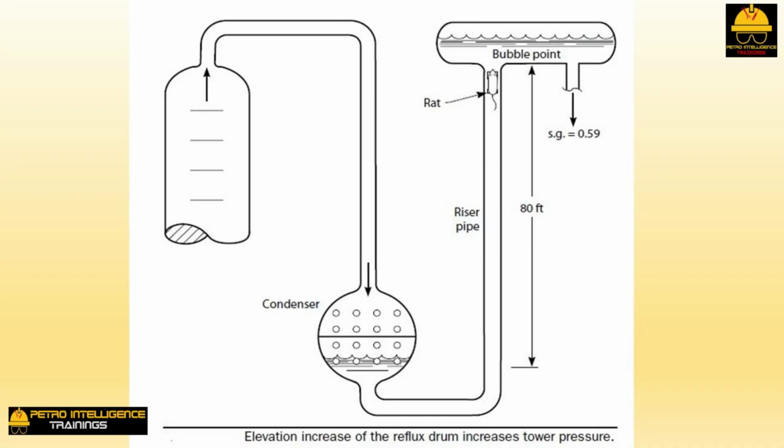Reflux drum elevation increase promotes subcooling. Once upon a time many years ago, a tragic event occurred in Louisiana. A rat entered the condenser outlet pipe shown in the picture. The condenser had been offline for cleaning. The rat, having crawled up the riser pipe to the reflux drum, got its head stuck in the drum's inlet nozzle.